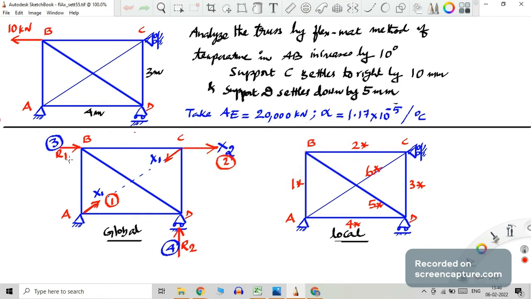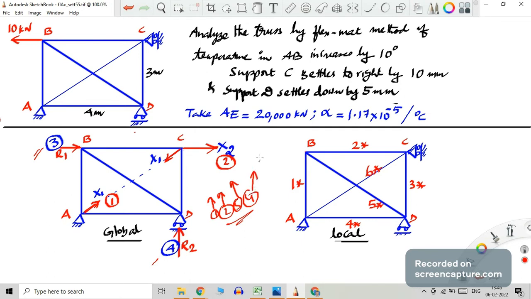So I have marked that as coordinate 3 and coordinate 4. So we have 1, 2, 3, 4 global coordinates in this problem. One is that redundant member, two is the redundant support, three is the 10 kilonewton applied force, four is the support settlement of D.